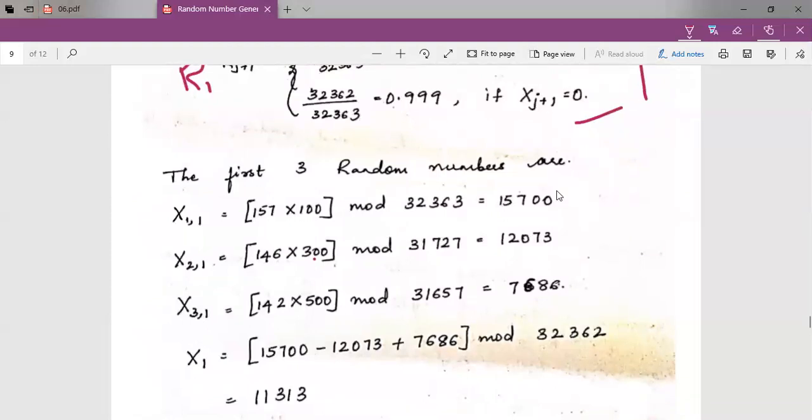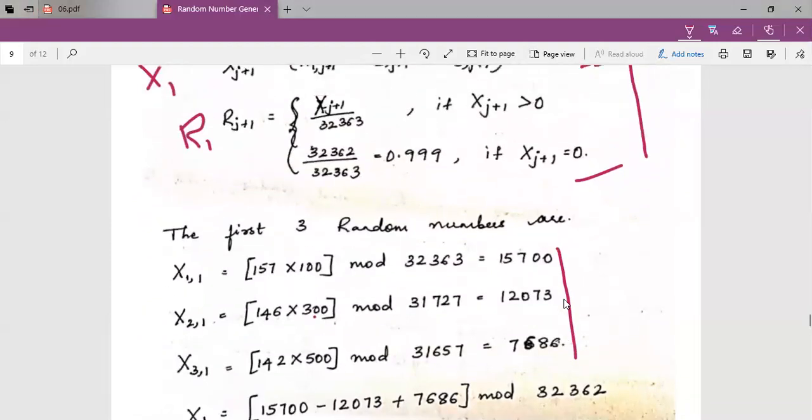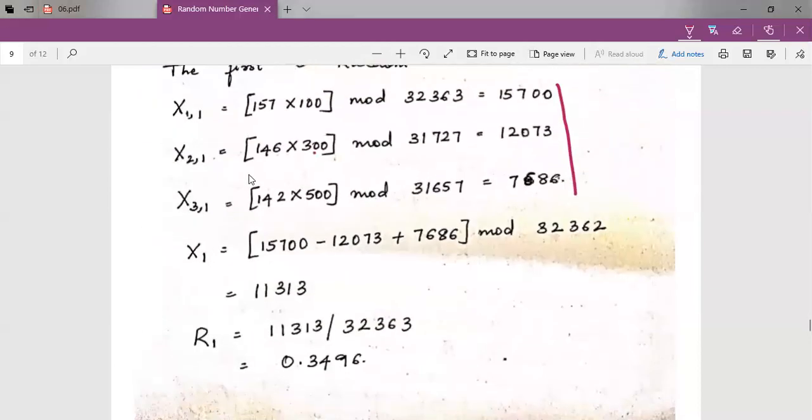Once again, the modulus value, this is the answer you are going to get. Then use this formula. So this minus this plus this. So you will get the answer as what? Mod with only the modulus 1 minus 1 value. Fine. So you'll get the answer 11313.